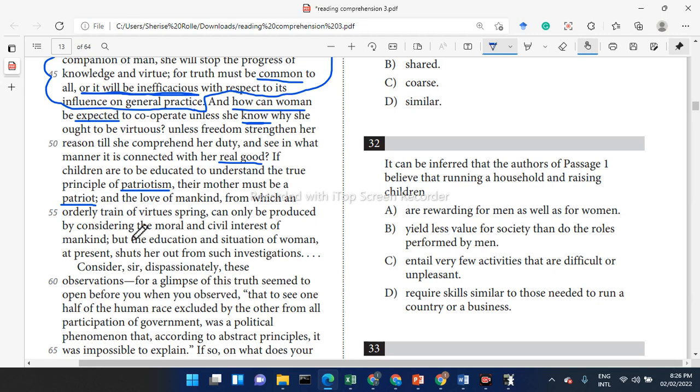She said right there, but the education and situation of women at present shuts her out from any such investigations, right? So y'all are shutting her out. It's a case that, hey, she is not being allowed to be free to explore. She's not being allowed to be free to be involved in politics. She's not being allowed to be free to involve herself in these things. So if you shut her out from these investigations, how do you expect her to be able to train these children? You see what I'm saying?